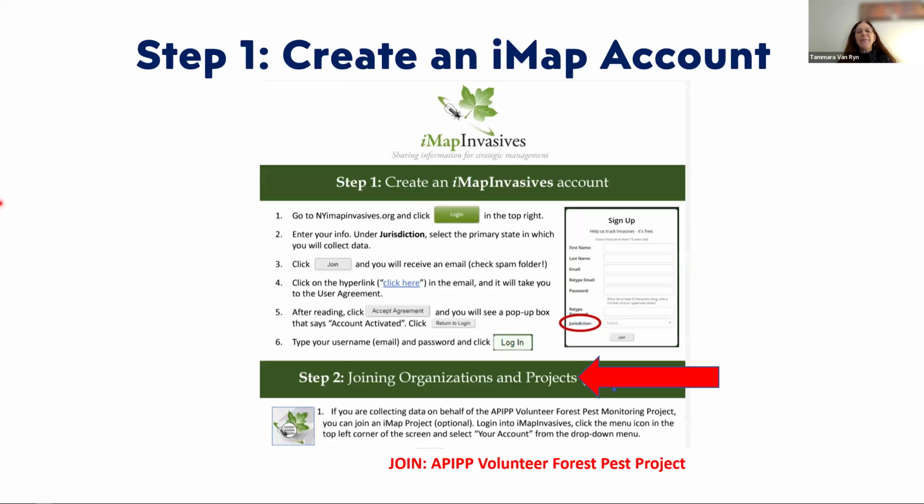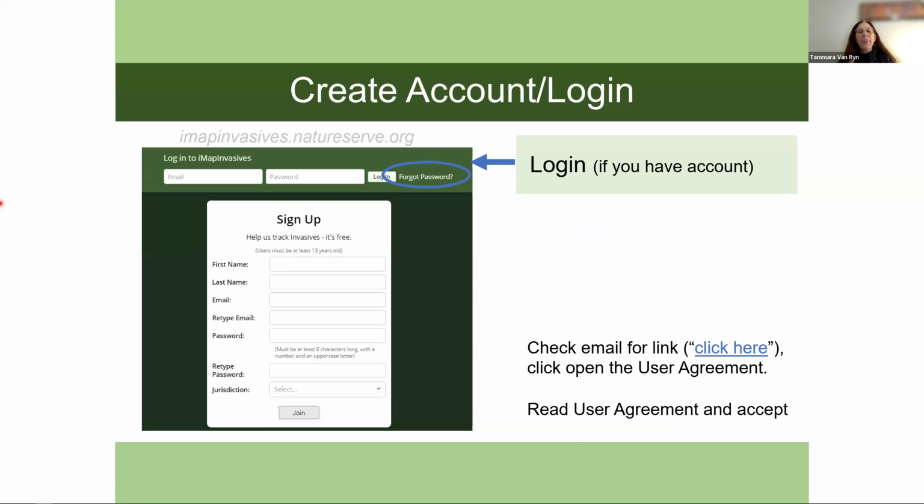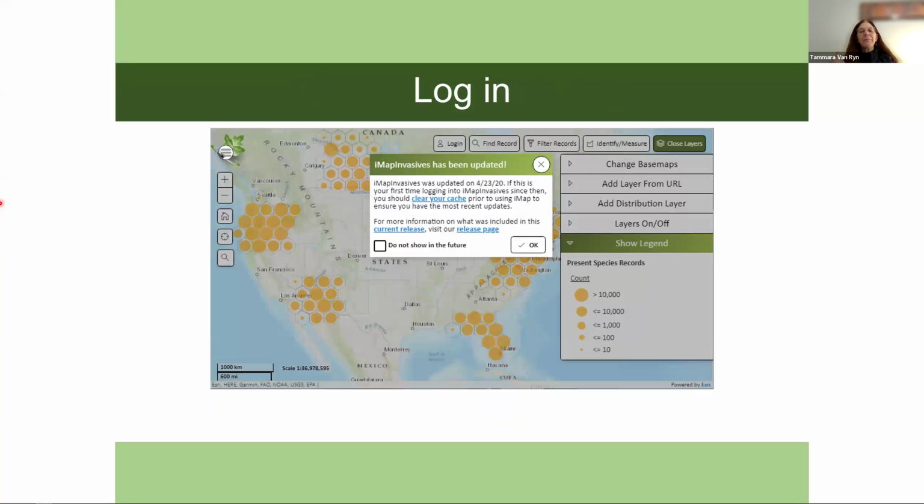If you don't have an iMap Invasives account, go to your desktop. That's the easiest way to do it, or your laptop, and set up an account. Once you sign in, go ahead and click. You create your account, click again. And you join in New York, click again. All of this is on our website.